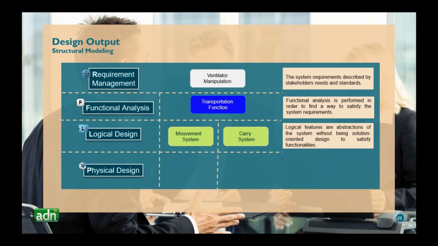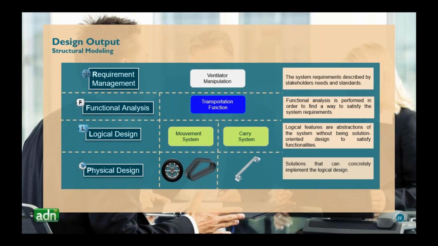Then, once we have the logical design, we can ask a specialist for a solution to provide the logical feature and the function. So in our case, we found out that we can use wheels. That's why Jennifer called the requirement ventilator on casters. But we can also have a belt track and handle for the carry systems. So these are solutions that can fulfill the requirement.